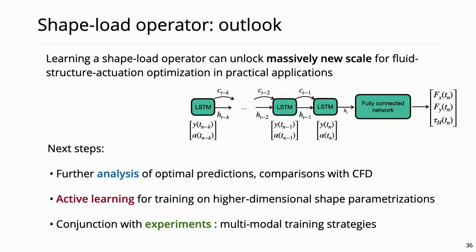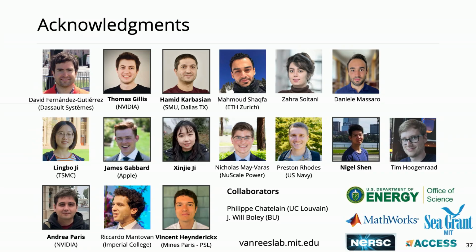When we go to higher dimensional shape parameterizations, this training approach that we use is brute force and it won't work. So we need some better way of training, which can be either active learning or, I think, there can be a conjunction with experiments, going back and forth to find iteratively, experimentally, numerically, optimal designs and training data to train your network to find new optimal designs. So that's something we're working on and that I'm excited about in the inverse FSI part of the project. So I want to stop here.